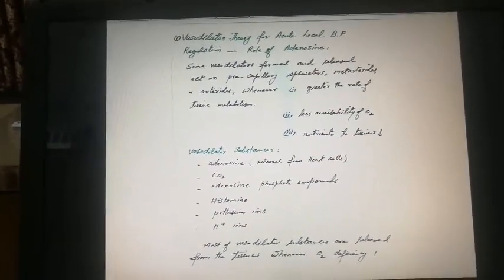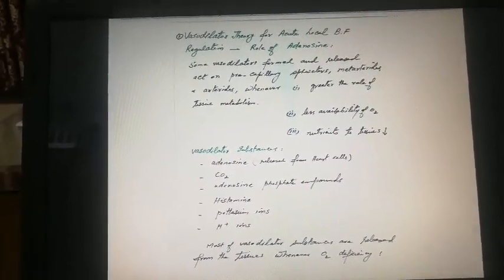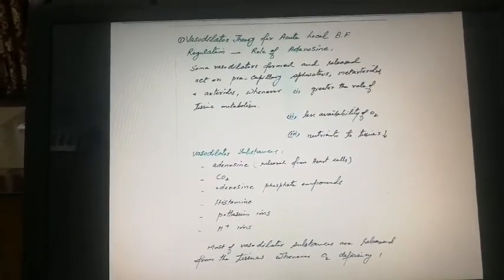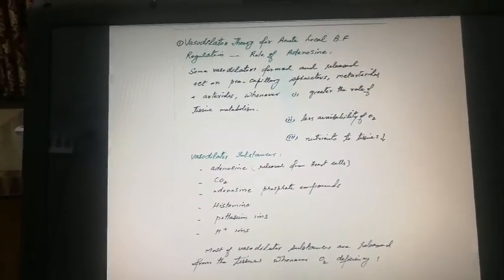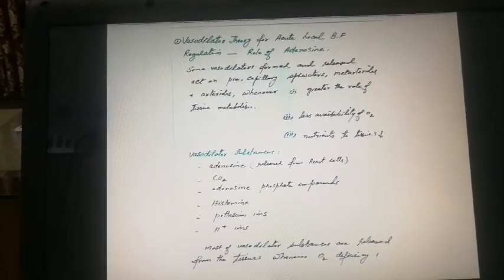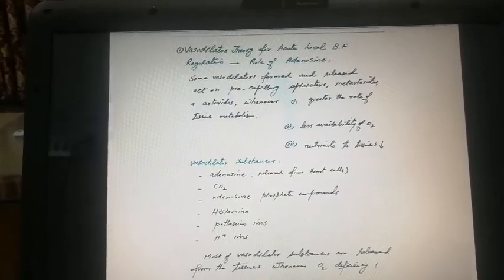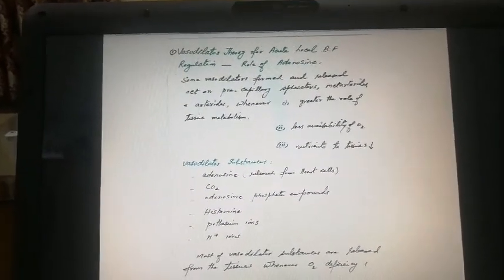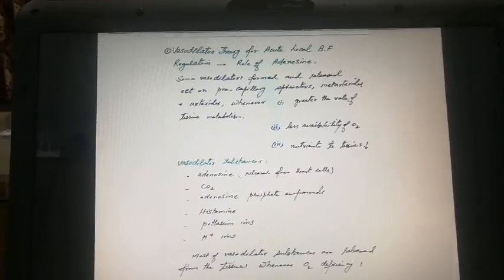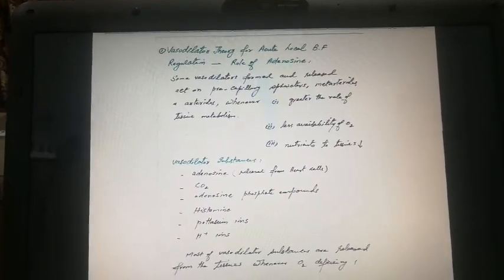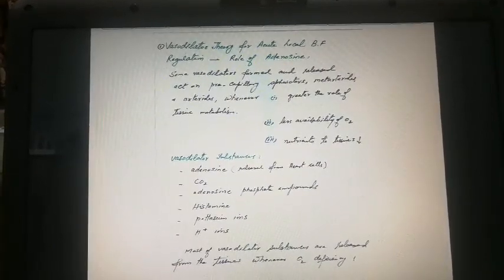Then there is vasodilation. So when these three things occur in the tissue, either there is greater metabolism, there is lack of oxygen, or there is lack of nutrients, the tissue needs more oxygen and nutrients. So there should be more blood flow towards the tissue, and for more blood flow there should be vasodilation, so there is action of vasodilator substances like adenosine.